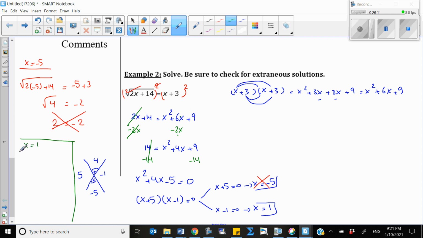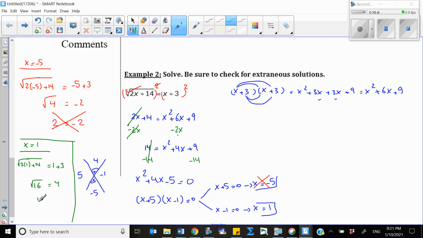X equal to 1. Let's plug that into the original equation. 2 times 1 plus 14. That's the left side. And the right side is x plus 3. That means 1 plus 3. So left side, 2 times 1 is 2 plus 14 is 16. 1 plus 3 is 4.